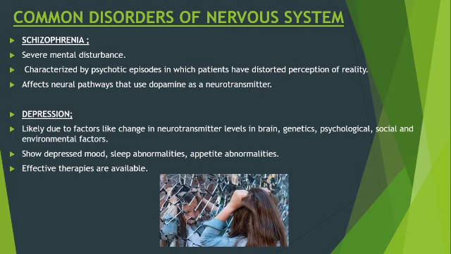And the second one is depression. Depression is likely due to a complex combination of factors that include changes in neurotransmitter levels in the brain, genetic, psychological, social and environmental factors. People who are suffering from depression show depressed mood, abnormalities in sleep and appetite, and also in energy level. In some conditions, one's enjoyable activities are no longer pleasurable or interesting. Some conditions involve extreme mood swings. Actually, effective therapies are available to increase the activity of some neurotransmitters in the brain.